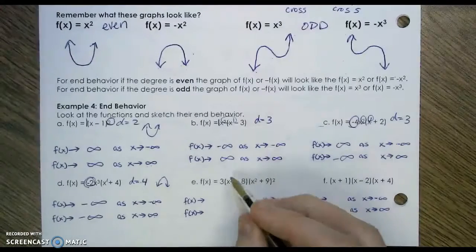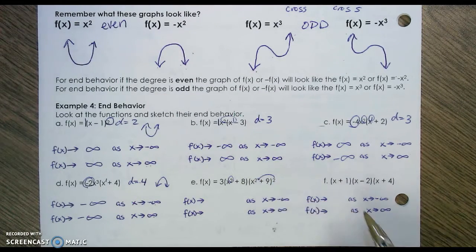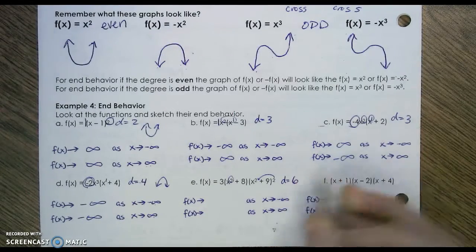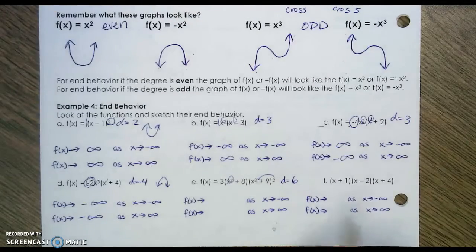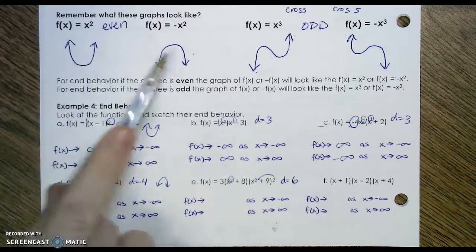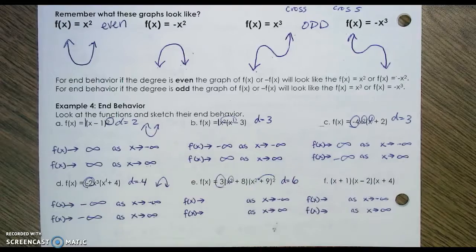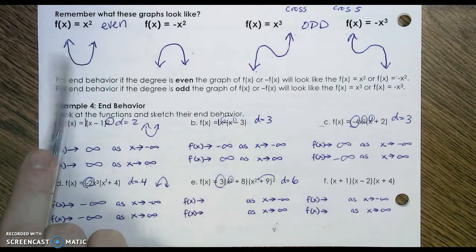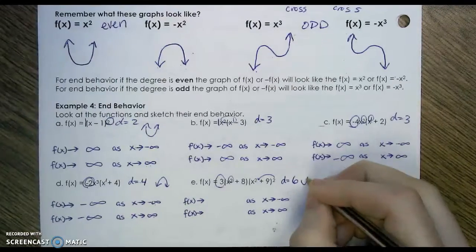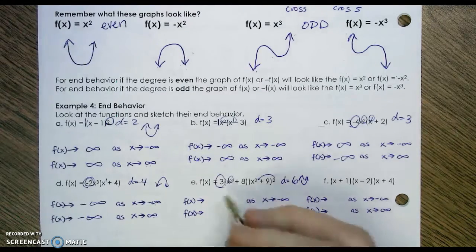Here my degree would be x squared, and then x squared times 2, so x to the 4th. So this is degree 6, 2 plus 2 plus 2. Degree 6, which means it has the same end behavior as my x squared function. And the leading coefficient is a positive 3, so it's going to end like this one, up, up. So it's going up on the left, up on the right. So positive infinity, positive infinity.